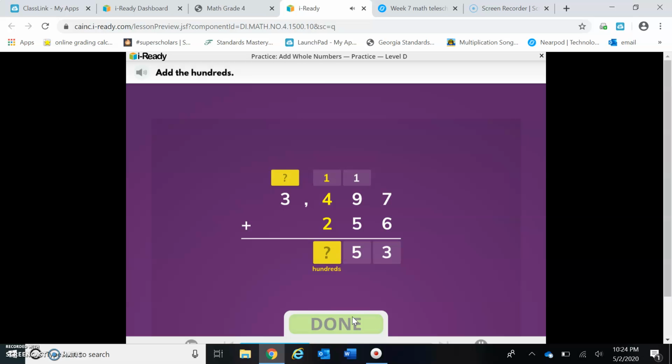Enter the number of hundreds, and if you need to regroup, enter the number of thousands. All right, so now we're in the hundreds place. 1 plus 4 is 5. 5 plus 2 is 7. I have just a 7. I don't have any numbers that I have to regroup, so I can just go ahead and submit. In the thousands place, I only have my 3. I don't have a number under here, so I can just drop that 3 down. Submit my answer. 3,497 plus 256 equals 3,753.